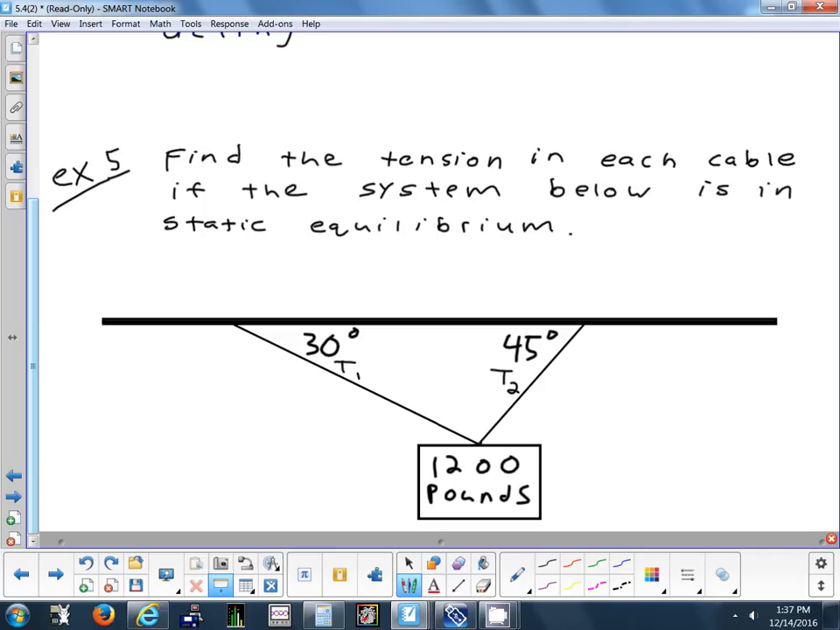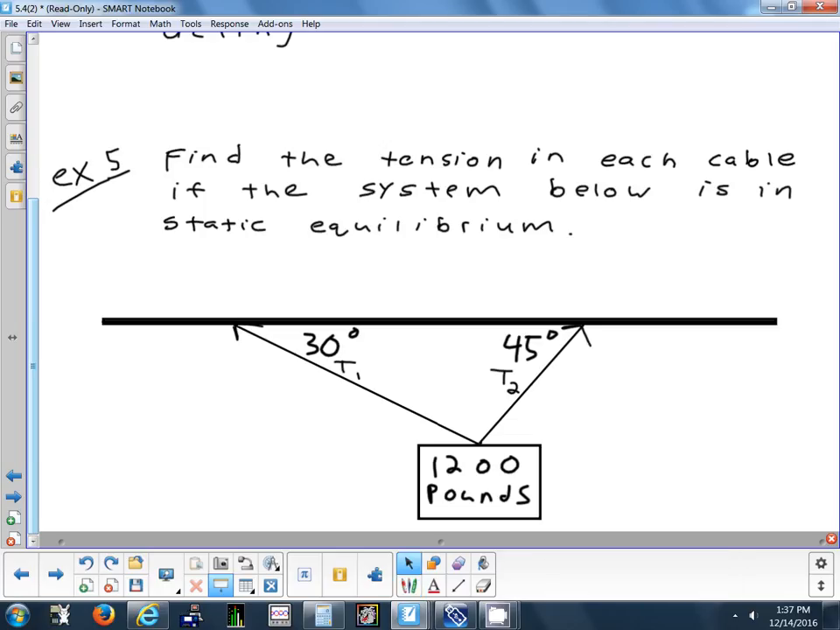Now, how about T2? What directions is that pulling in? It's pulling to the right and up. Think about if you cut T1. All of a sudden that weight would want to swing to the right because T2 is pulling to the right. But it wouldn't fall to the floor because T2 is also pulling up. So I'm going to try to draw that in, what we just said.